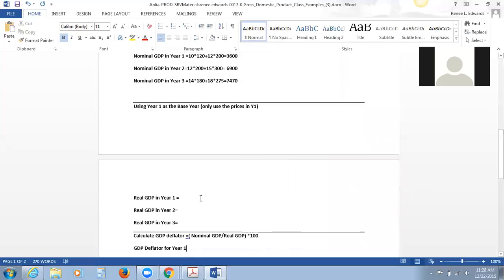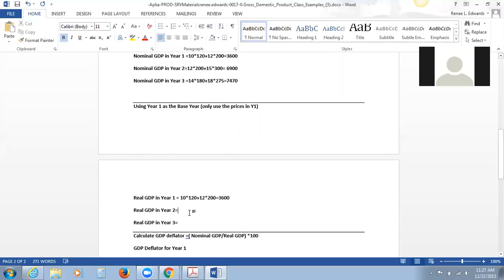So real GDP in year 1, 10 times production in that year, plus 12 times 200 is going to yield me 3,600, right? No surprise there, because if I'm using the base year, the nominal and real GDP will always be equal to each other. And most importantly, the GDP deflator will always be 100, because nominal 3,600 divided by real 3,600 times 100 is 1 times 100, which is 100.